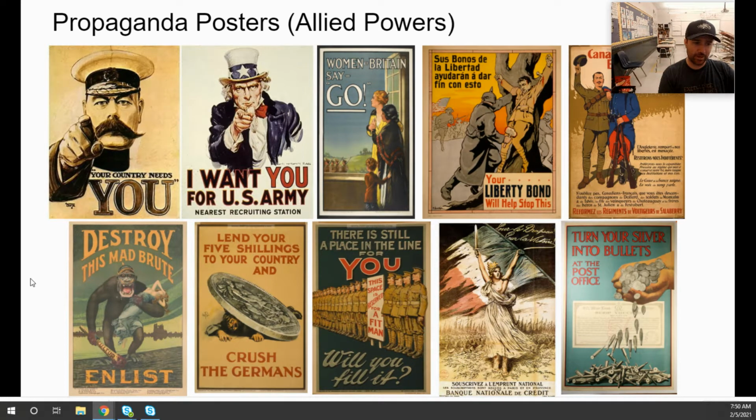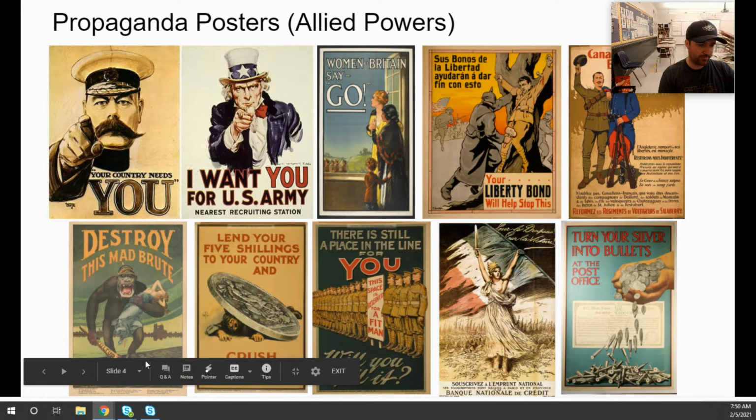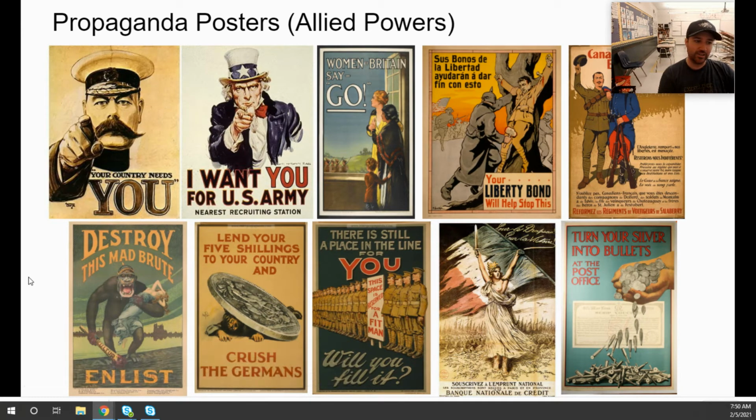But to destroy the mad brute, you have this King Kong looking figure with a German helmet on. They have a club that's got blood on it. It says culture on it with a K. And then you can't see it down here, but it says America, and so it's implying that if you don't do something, the Germans will come here and brutalize America like they brutalized Europe, and that is what they're promoting.